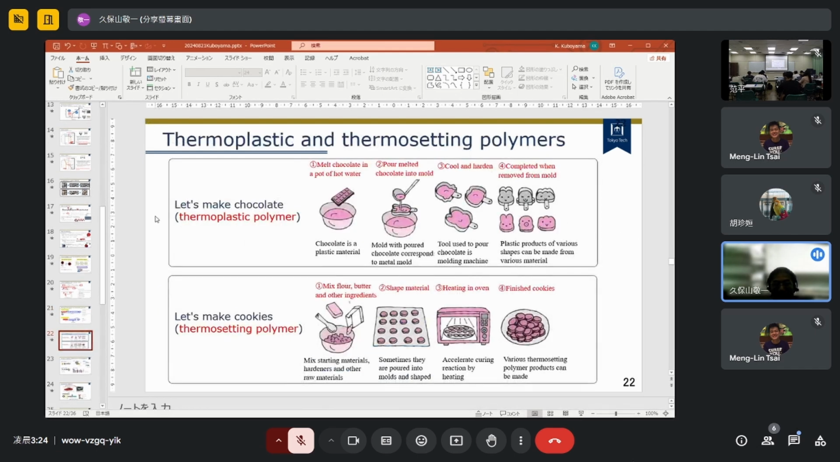So that can be compared to, for example, in the case of some plastic, you can compare it to chocolate. Chocolate can easily melt and make a shape, and after that, you can remelt and make a shape. But in the case of a cookie, this can be compared to a thermosetting polymer. That is, if you make a cookie, you cannot reshape it because it has a rigid structure and you cannot melt it.